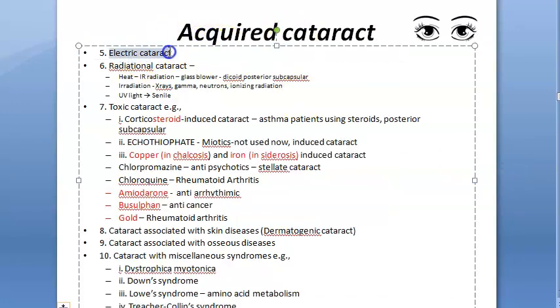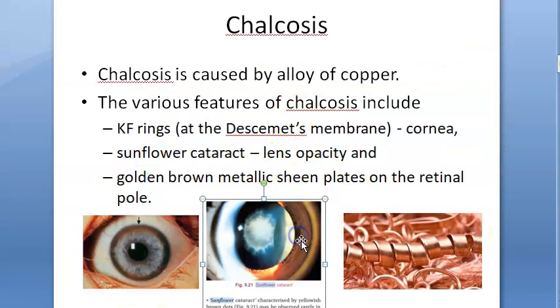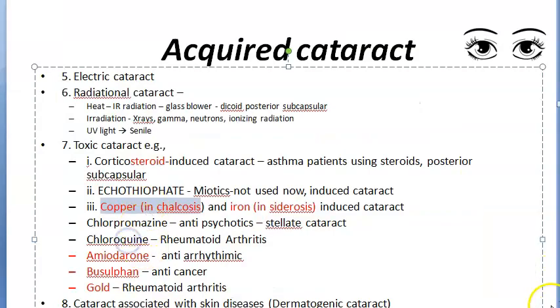Here you have electric because of electricity. Then you have radiational. Under that you have IR, that is heat, irradiation, like X-ray, gamma, you have to write. Then UV light can cause senile, that you already saw. Toxic cataract, remember, because of drugs like steroids, amiodarone, busulfan, etc. Copper, chalcosis, iron, siderosis. Copper, chalcosis, you have seen, what is it? Because of alloy of copper, you have seen what? Sunflower cataract. Even in Wilson's disease, you'll have seen. Guys, you have to write all this under toxic.